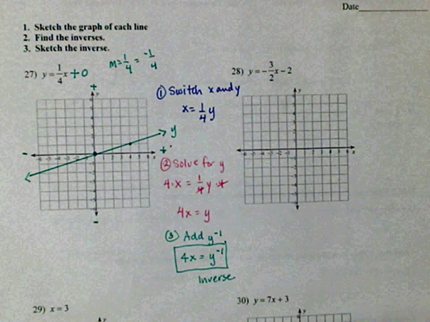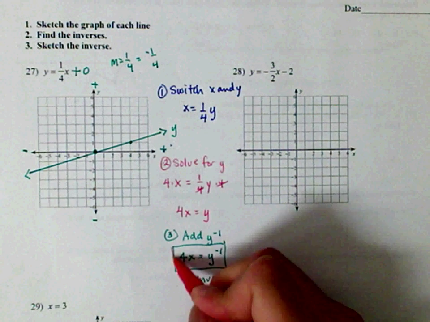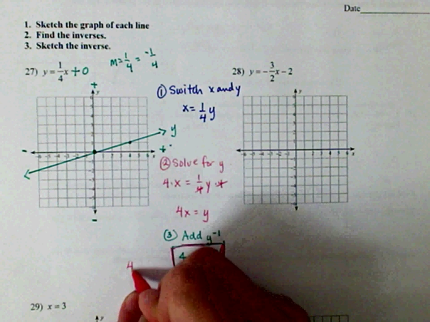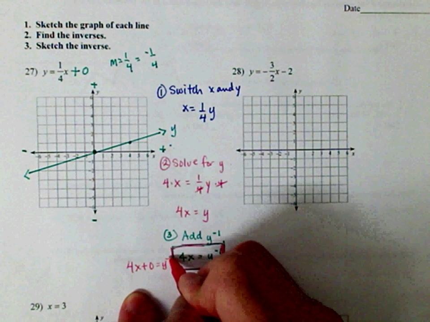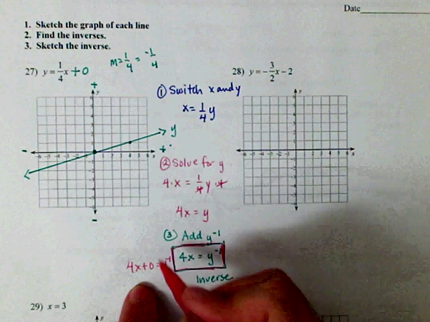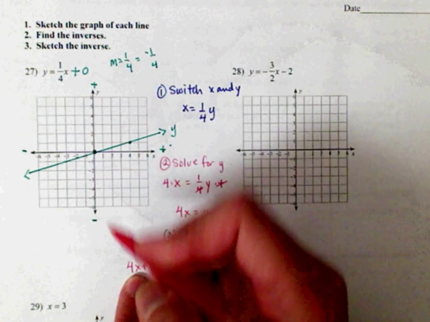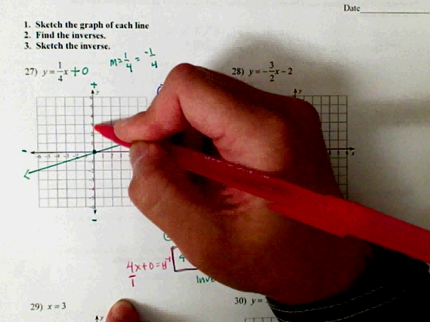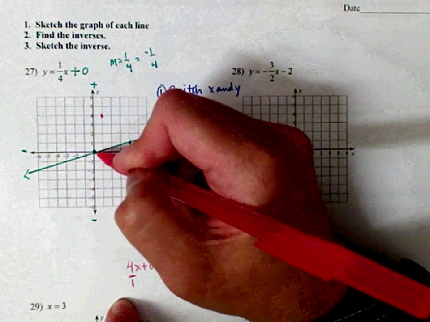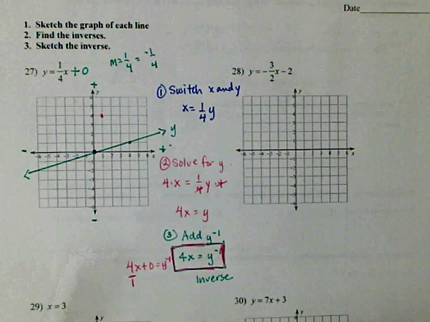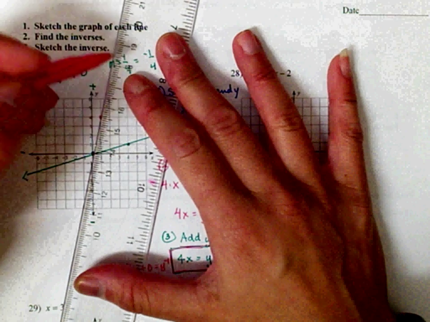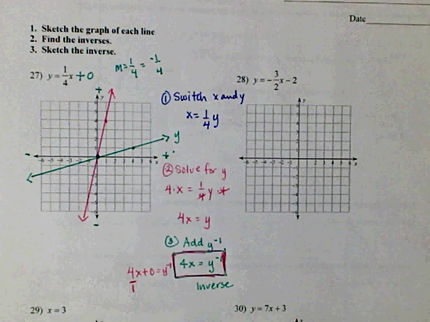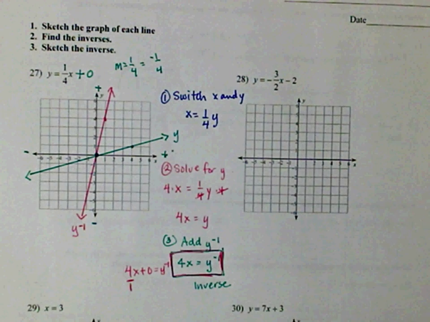inverse, okay? Now I'm going to plot this one in red, so that way you guys can see. This one is the same thing as 4x plus 0 is equal to y to the -1. These are exactly the same thing. So I'm going to go to 0. Your slope is 4 over 1. So I'm going to go up 4, 1, 2, 3, 4, to the right 1. So there I have my 2 points. Connect your 2 points. And there you have your inverse, which is y to the -1, okay?